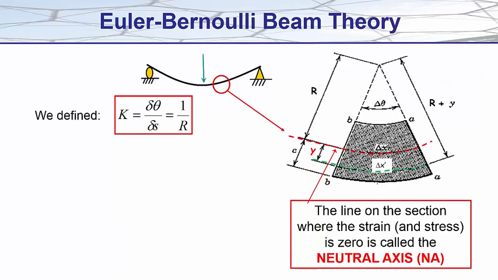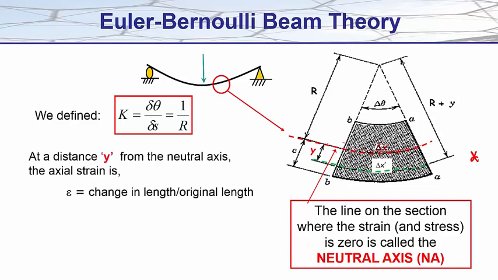So what do we do with this information? Okay, we've defined our curvature as d theta/ds. Consider over here a section in our beam curving. At the neutral axis line here, our length is delta x. And at a distance y from the neutral axis, we want to know what the strain is.